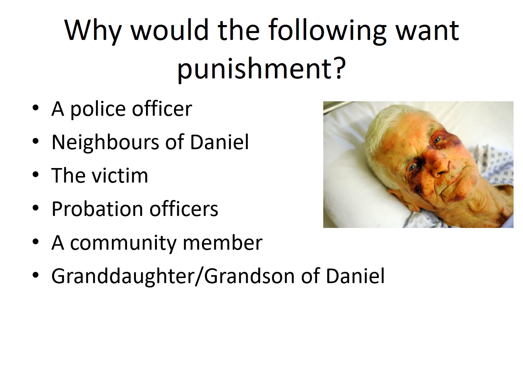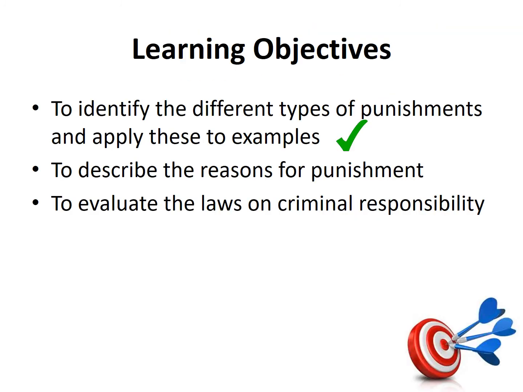So there's different emotions and feelings from different people who are maybe involved in the case in terms of why they might want punishment. Okay, so our second aim today was to describe the reasons for punishment. So you have to think about different people that are involved in the cases. Even when there's a victim, you have to think about the wider consequences of that. So the victim's family, police officers that are involved in the case, the community itself, why they would all want punishment for the offender. Now, our last aim today is to evaluate the laws on criminal responsibility.